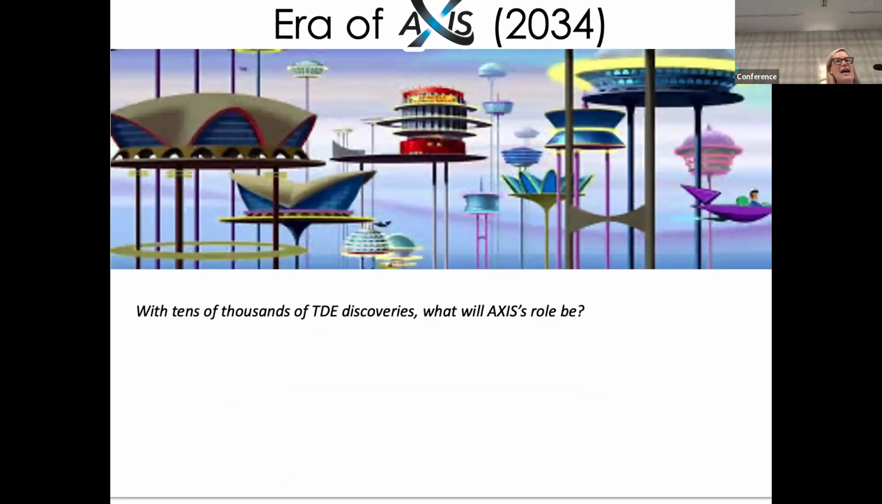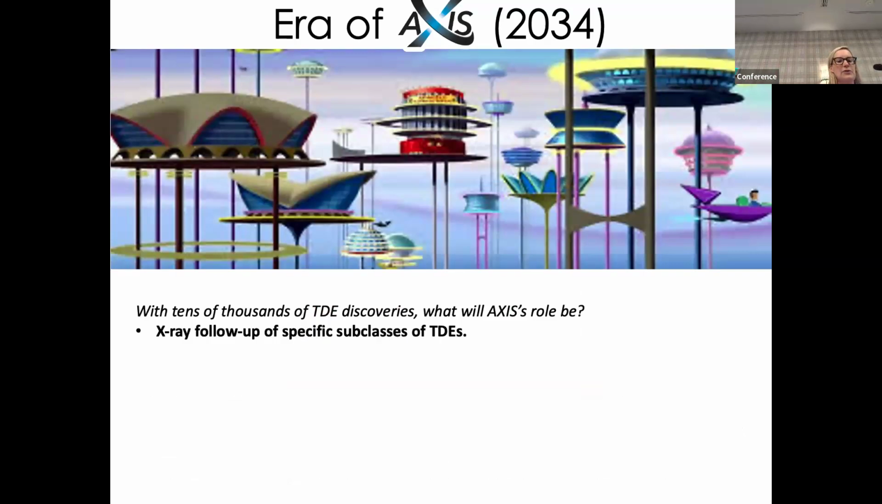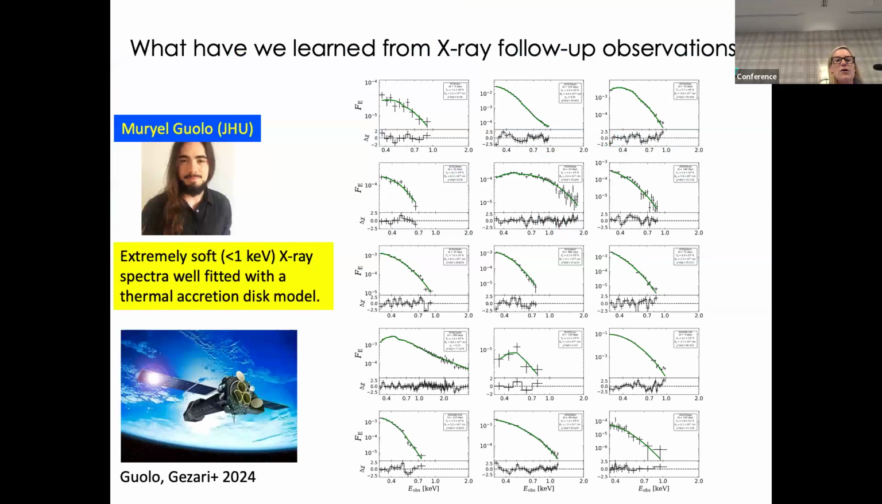Okay, so with tens of thousands of TDEs being discovered by all of these facilities, what should AXIS do? It will have to make some wise decisions. So one thing you can do is follow up specific subclasses of tidal disruption events. And I just want to show you what we've found from following up optically selected TDEs from ZTF. So one thing we find is when you follow them up with something like XMM-Newton or Swift XRT, you see that they are very soft in the X-rays, and they're kind of boring.